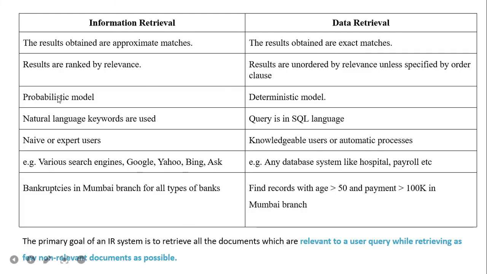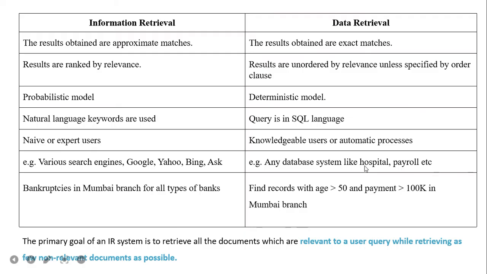IR is a probabilistic model, while data retrieval is a deterministic model. In IR, natural language keywords are used; in data retrieval, the query is in SQL language. In IR, naive or expert users can use the information retrieval system. In data retrieval, knowledgeable users are required to enter the query, or the process can be automatic. Examples of IR are various search engines, for example Google and Yahoo.